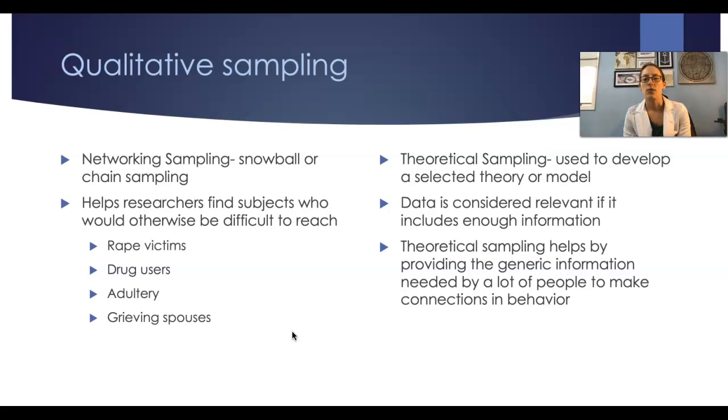Theoretical sampling is used to develop a selected theory or model. And data is considered relevant if it includes enough information in these. And theoretical sampling helps by providing generic information needed by a lot of people to make connections in data.